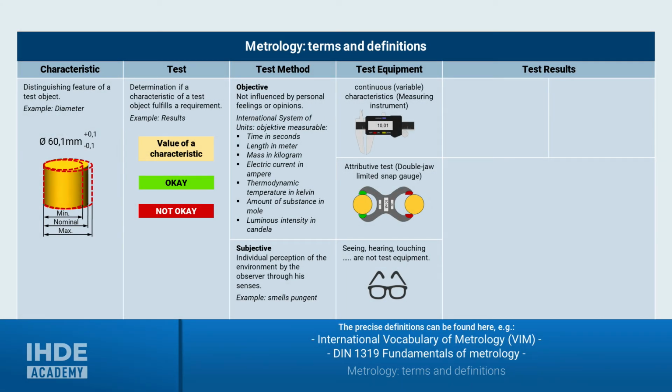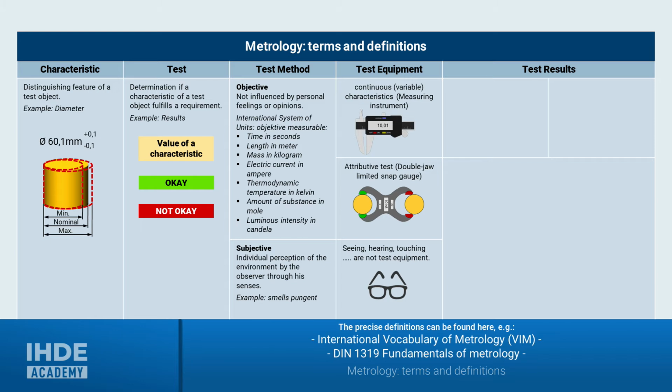Of course, different test equipment is also used for the three types of tests just discussed: measuring, gauges, and the subjective test. For example, when it comes to the diameter of the piston, we speak of a variable characteristic. Its value can be 60.1 mm or 60.2 or any value in between. The result of a measurement, for example with a caliper or a micrometer, is always a numerical value with a unit. But the same characteristic can also be checked attributively.